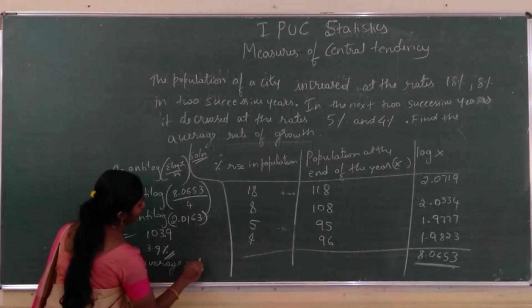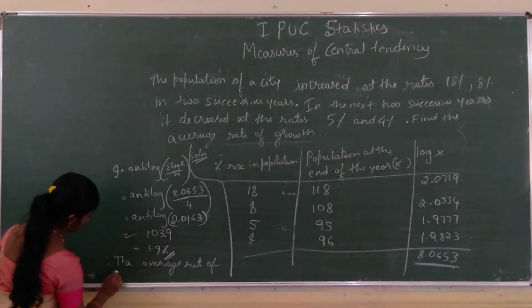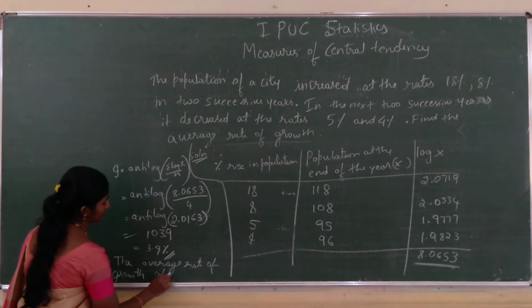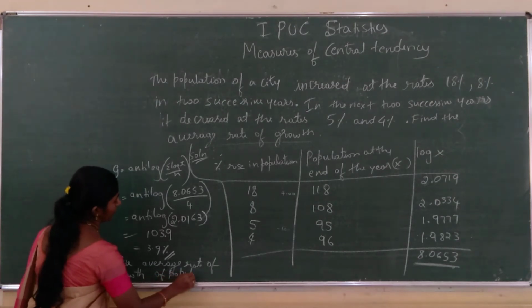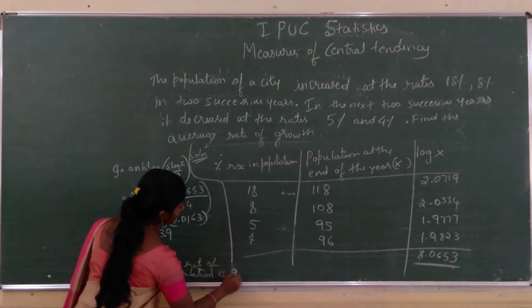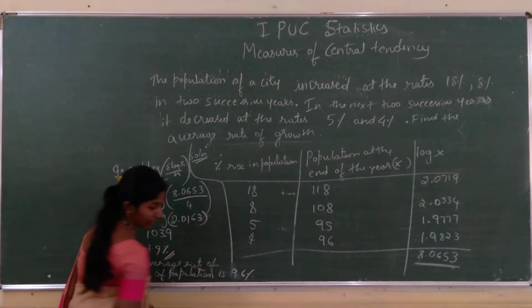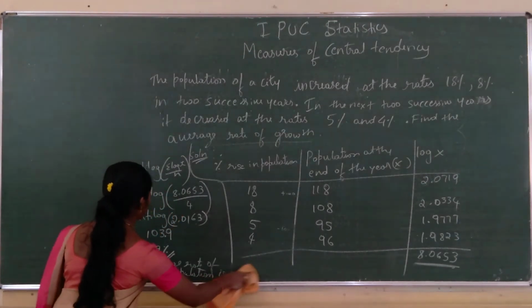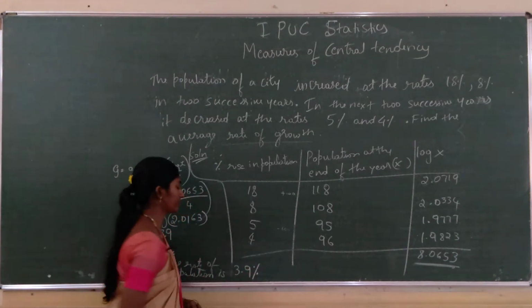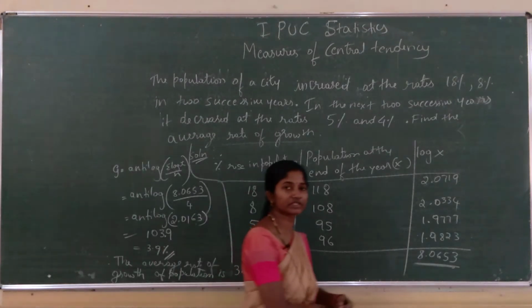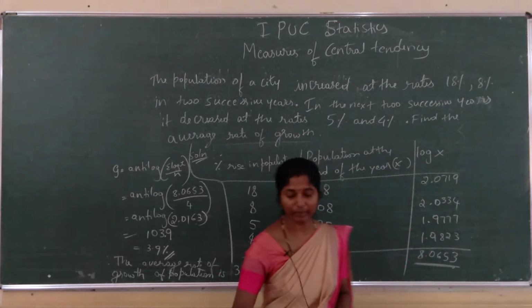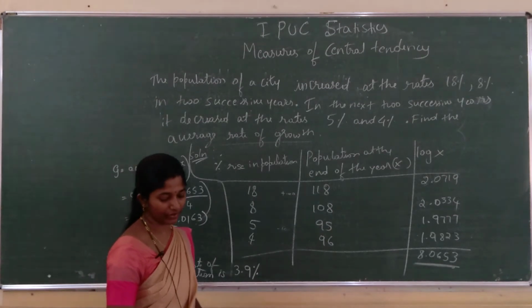Therefore the average rate of growth of population is 3.9 percentage, or we can take 4 percentage, since 3.9 is nearly equal to 4. Next problem, same like this way only, I will do another one.